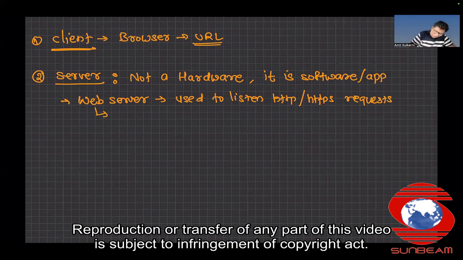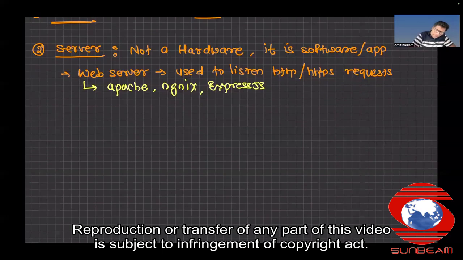If you want to know what kinds of web servers are available in the market, a very popular one is Apache. Another, even more powerful than Apache, is Nginx. Another one, in which we are developing our applications right now, is Express.js, and there are a bunch of other options available out there. This is one type of server.